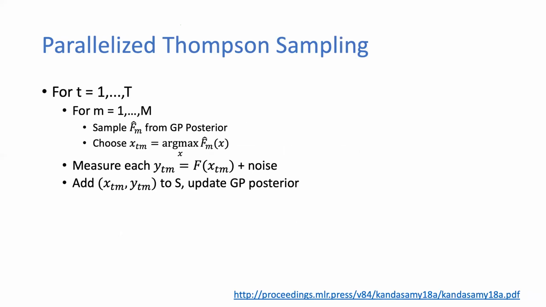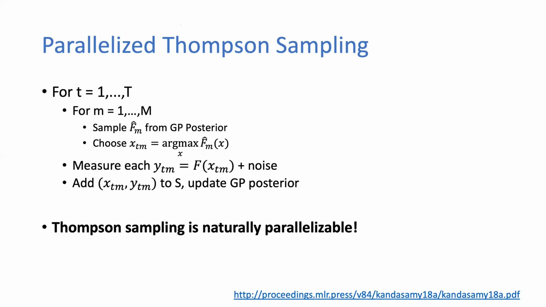We can also do this for parallelizing Thompson sampling. It's actually much more straightforward. We just sample capital M independent functions from the GP posterior and then choose the maximizer of each of them. And then we run this experiment in batch. So Thompson sampling is naturally parallelizable because we just draw capital M independent samples from the GP posterior.